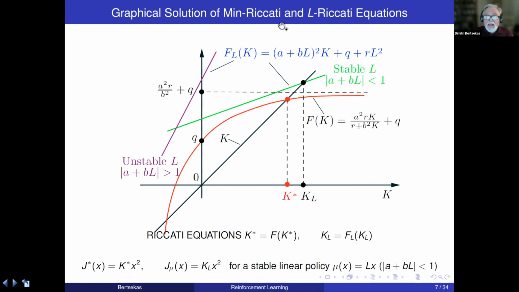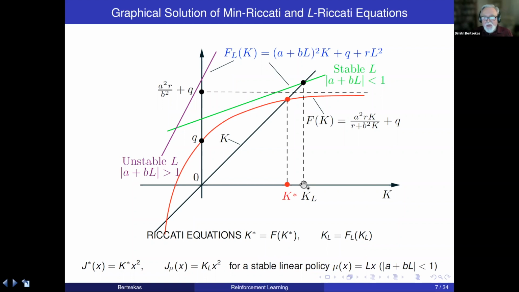Now, the L Riccati equation, remember, is linear. It has this form. For a given L, this is F_L of K, and the cost coefficient of the policy corresponding to L is obtained as the fixed point of this F_L function, this linear function. The fixed point is this one here. This is K_L. This is the cost function corresponding to a policy L.